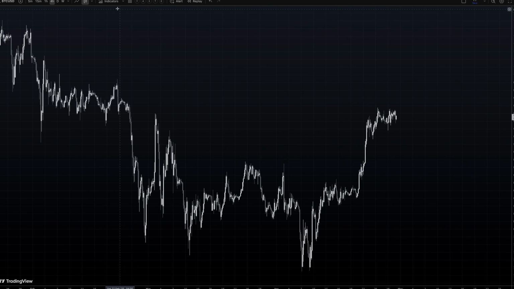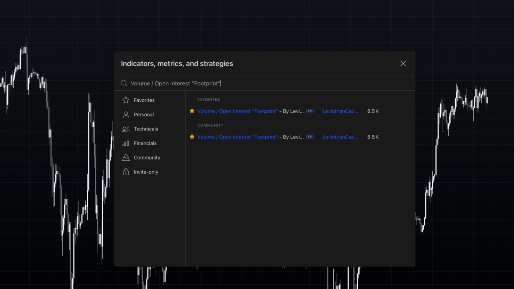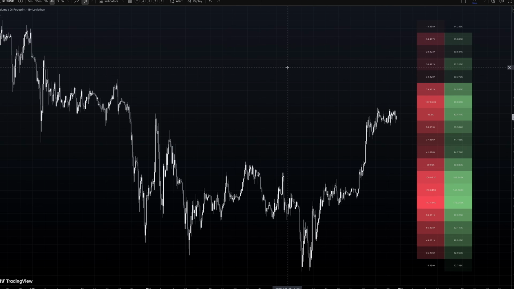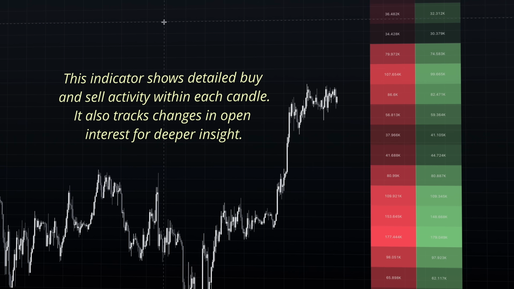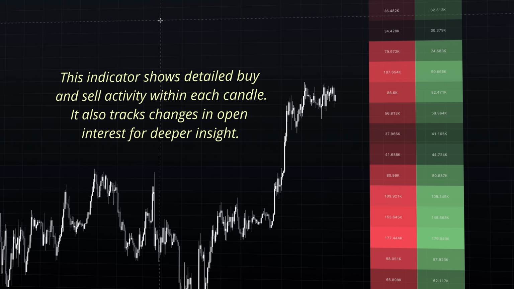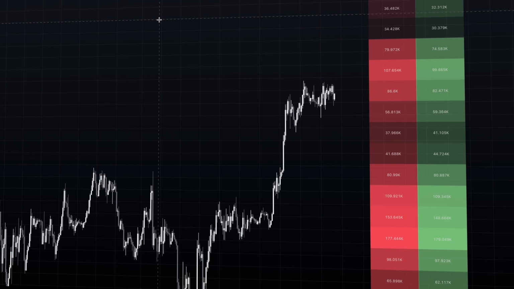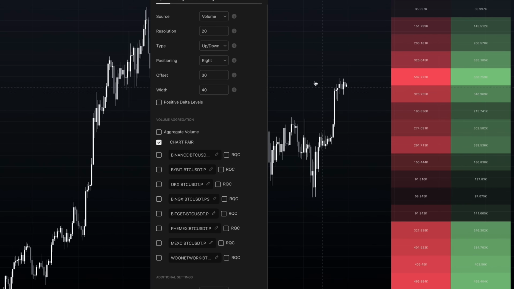The Volume/Open Interest Footprint by Leviathan Indicator is a tool designed for traders who want a deeper look into how volume or open interest changes throughout each price bar. It displays granular buy-sell or open interest increase-decrease data inside each bar, allowing users to visualize market activity layer by layer.